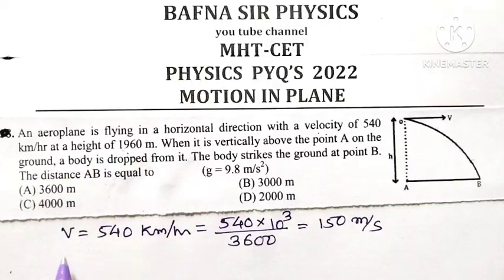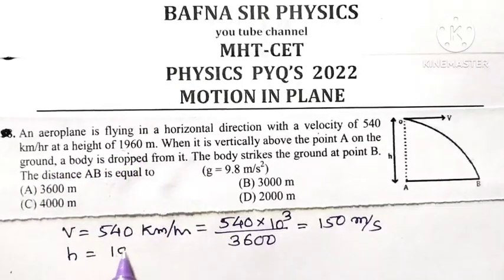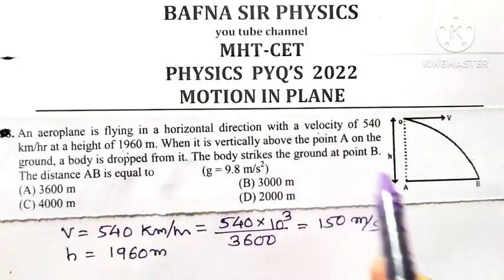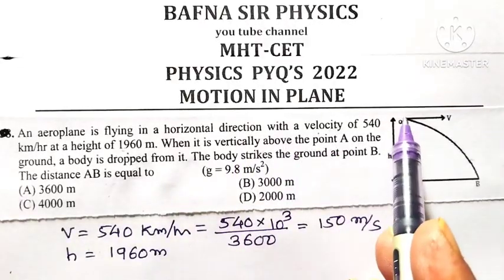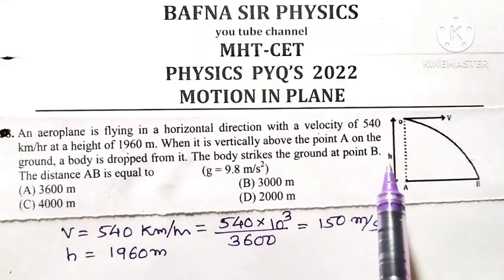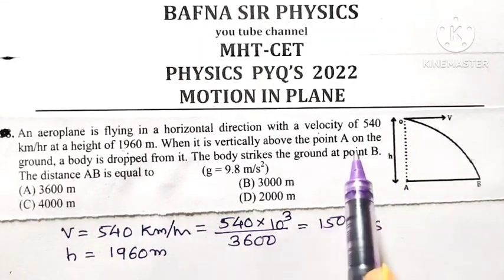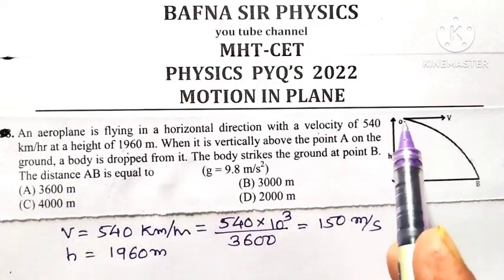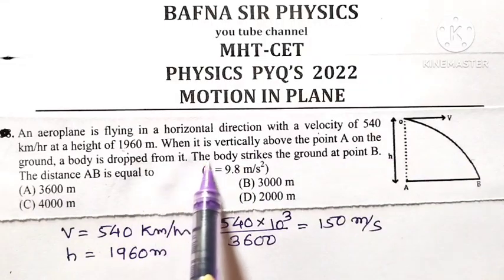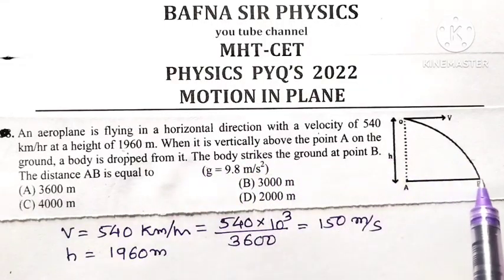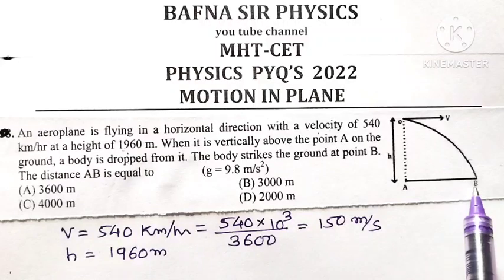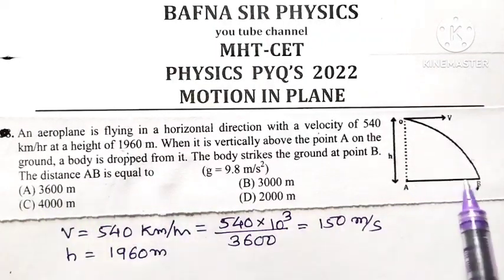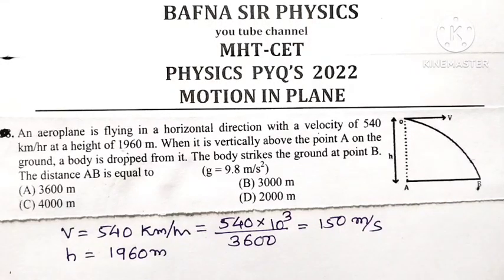At a height h, given as 1960 meter, the plane is vertically above a point A on the ground. A body is dropped from it. The body strikes the ground at point B. Then calculate the distance AB. It means we have to find this horizontal distance.